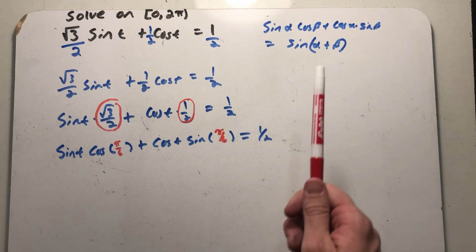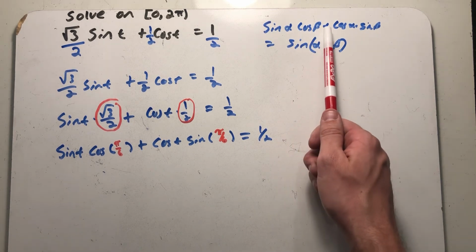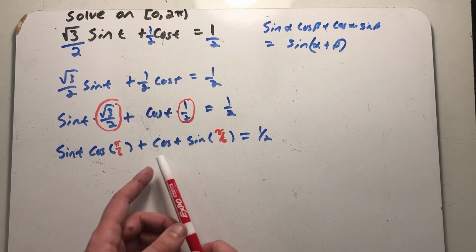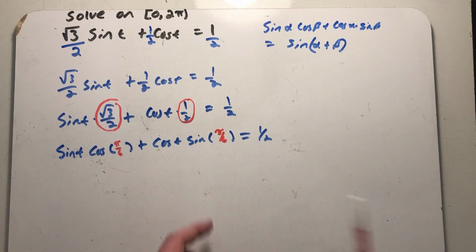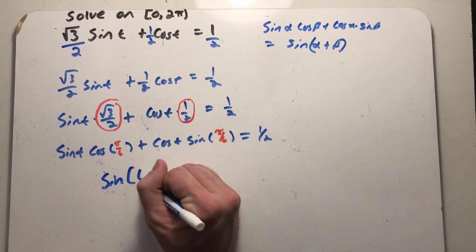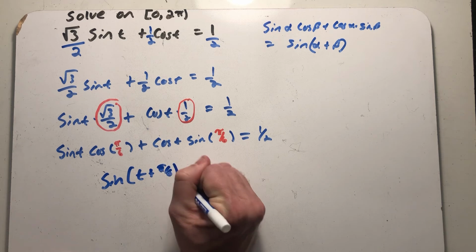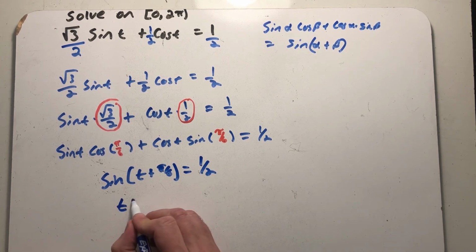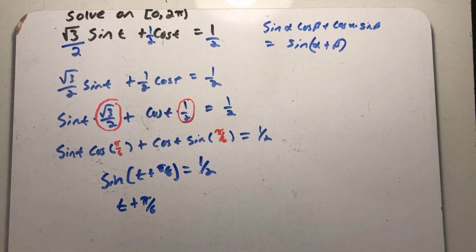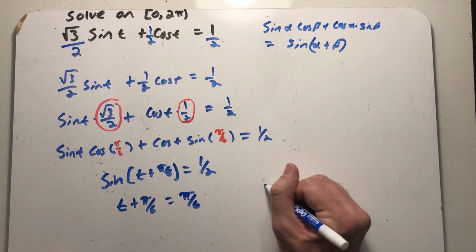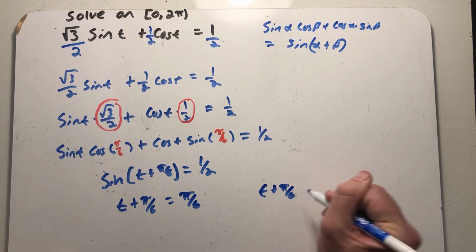And what I see now is a sine cosine plus a cosine sine. Sine of a first angle times the cosine of a second plus the cosine of that first angle times sine of the second. And I can rewrite this as the sine of t plus pi over 6 is equal to 1/2. And so now I'm reduced to just thinking about angles where sine is equal to 1/2. And that's at pi over 6 on that first full revolution and at 5 pi over 6.